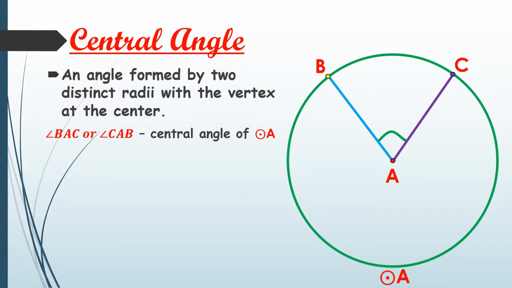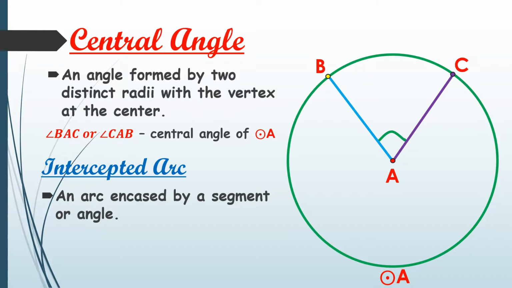So if you have a central angle, you will also have an intercepted arc. It is an arc encased by a segment or angle. So in our angle, the arc inside angle BAC is arc BC. So therefore, arc BC is an intercepted arc of angle BAC.